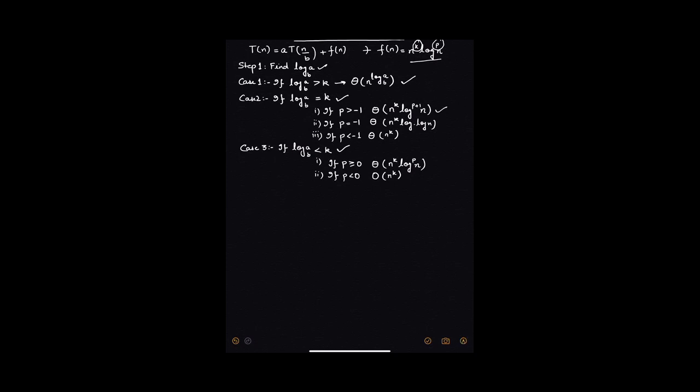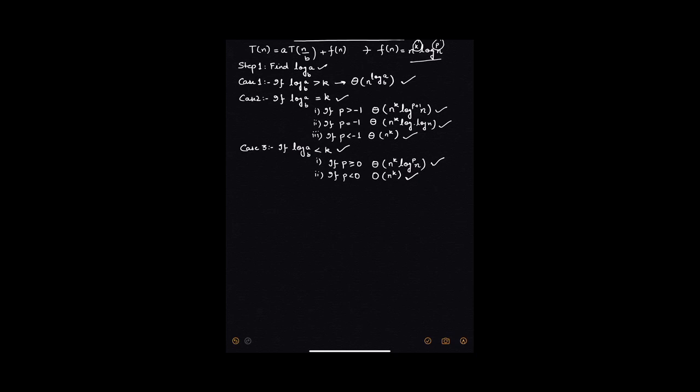So if my p is greater than -1, then this is the time complexity. If the value of p is equal to -1, then this is the time complexity. If the value of p is less than -1, then this is the time complexity. Also, if the value of log is less than k, then also we check the p value. For p value greater than or equal to 0, this will be the time complexity. And for p value less than 0, this will be the time complexity.